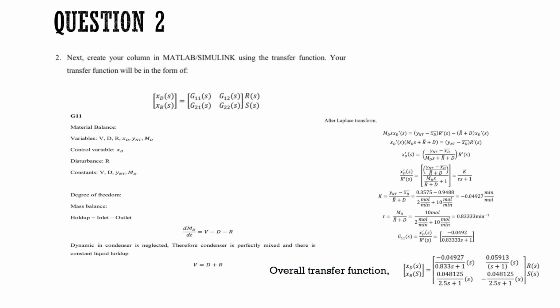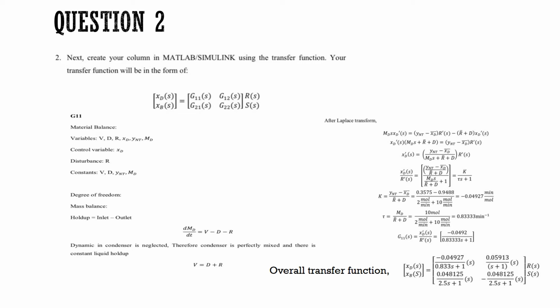Alright, next for question number 2, I need to create column in Simulink using the transfer function in the form consists of G11, G12, G21 and G22. Here is the example for G11. First, I perform mass balance and determine all the variables such as control variable, disturbance and constant. And also don't forget about the manipulated variables.